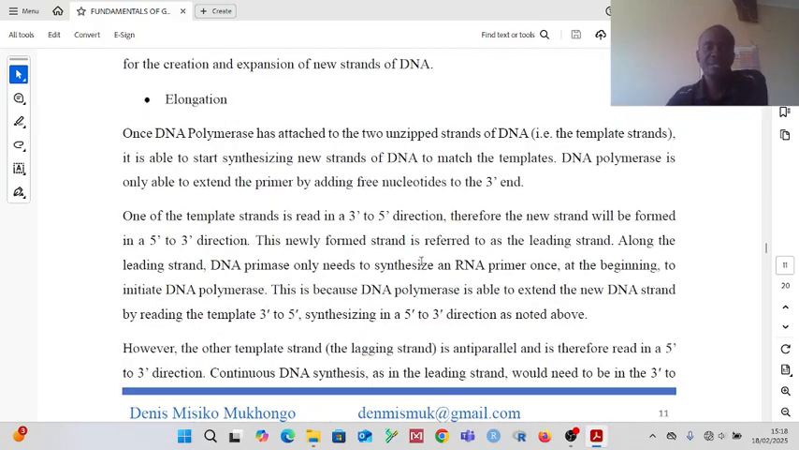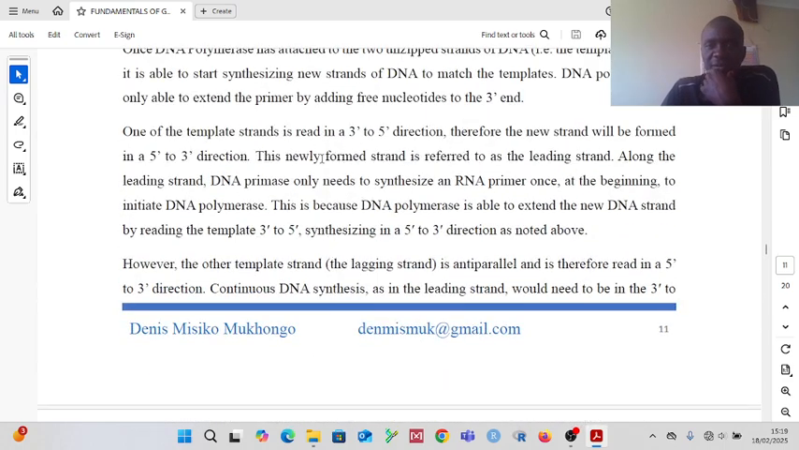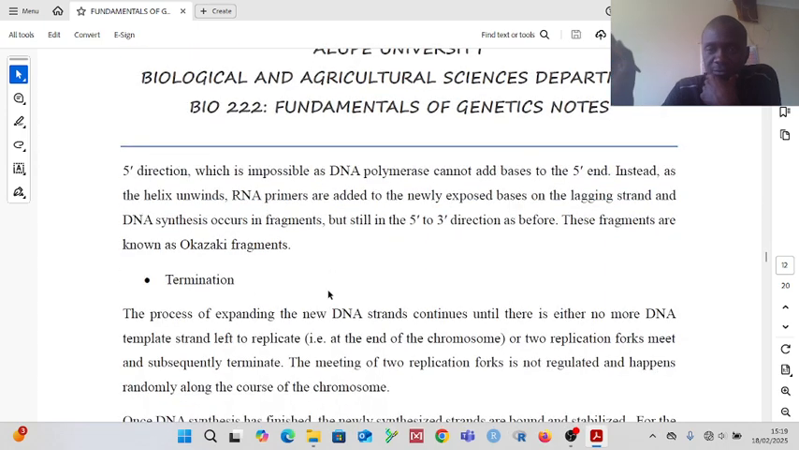So let's go back now in the notes. Okay? So it is at this point now that you will see the mentioning of the leading and the lagging strands. Lagging strand hapo ndio kuna elongation is happening in fragments. Along the lagging strand, elongation happens in fragments. While on the leading strand, elongation or the synthesis of DNA is happening in a continuous way. Okay, it's happening in a continuous way.